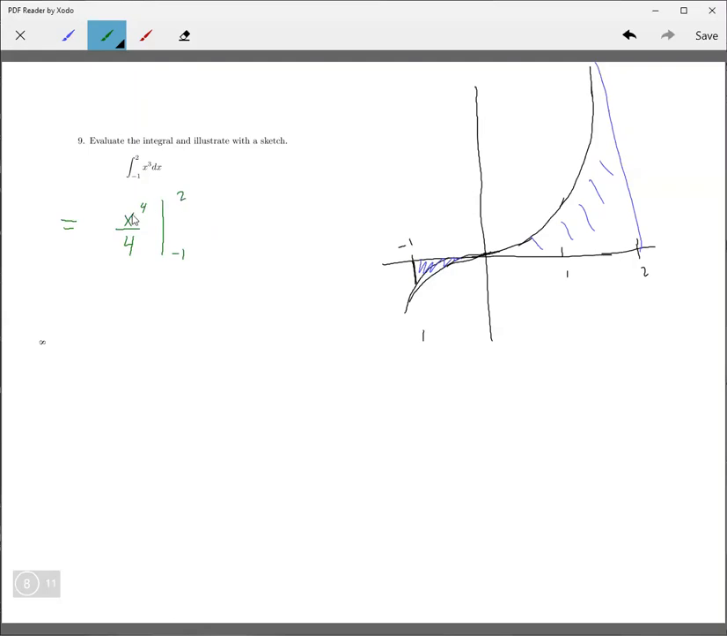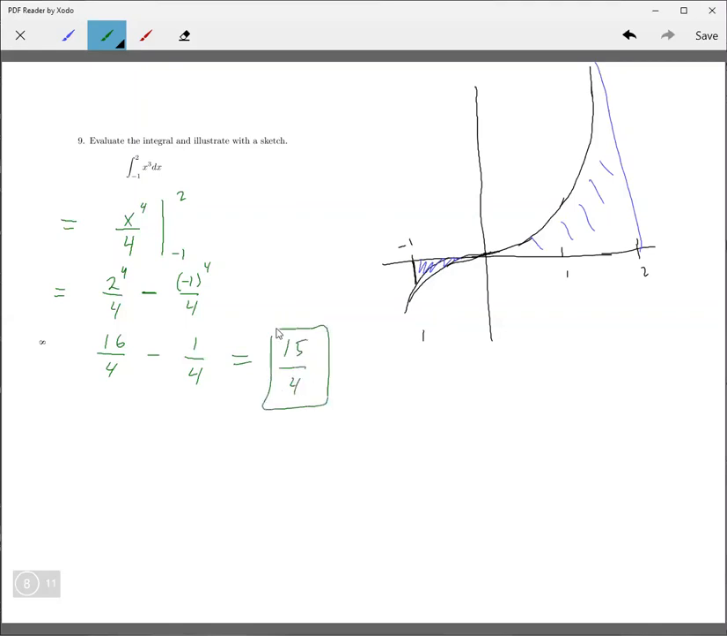So if you put a 2 in, you get 2 to the 4th over 4. Subtract and put a -1 in, you get that. So this is 16 over 4. Now you're tempted to just turn this into a 4, but resist the temptation. Okay, so you have 16/4 minus 1/4. That's going to be 15/4.